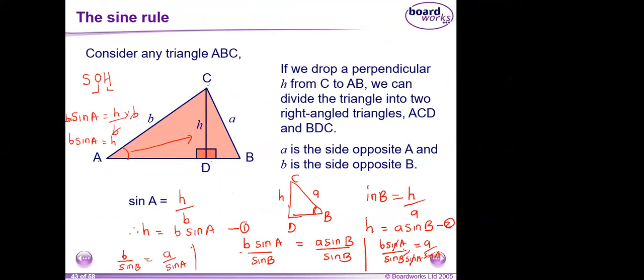And members, this is what we call the sine rule, whereby your B is divided by sine of B equaling A divided by sine of A. Members, is that okay? Yes, it is. Should we move on, or do you want first right? Okay, first right.